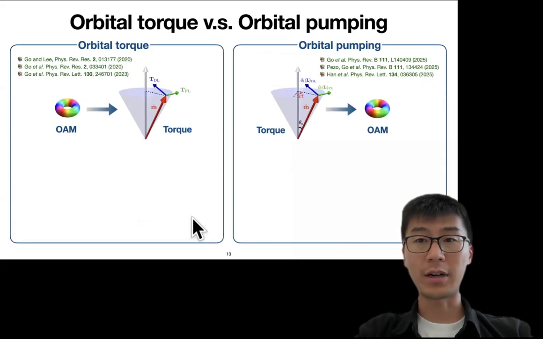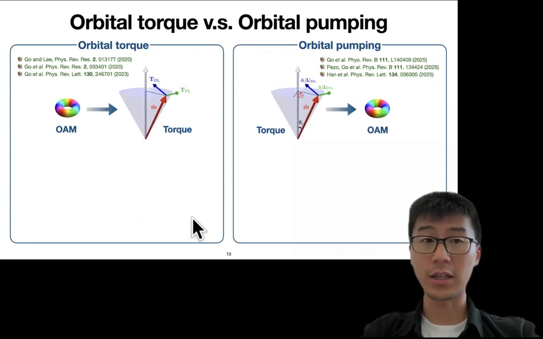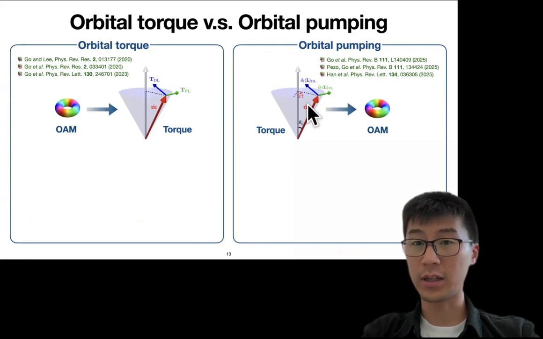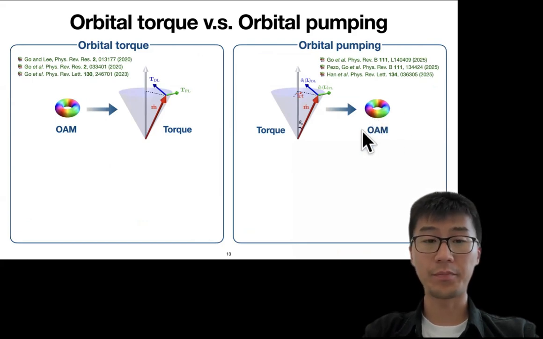So orbital torque and orbital pumping are related by the Onsager's reciprocity. Orbital torque means we generate torque in magnetic dynamics by orbital angular momentum. And by orbital pumping, it means that we start from magnetic dynamics, or exert torque on magnetic moment, and it can generate orbital angular momentum.